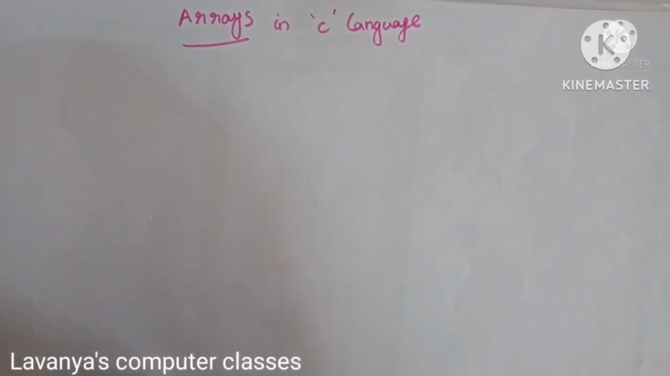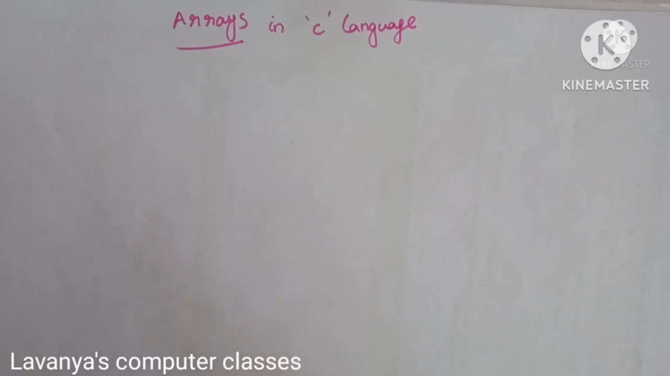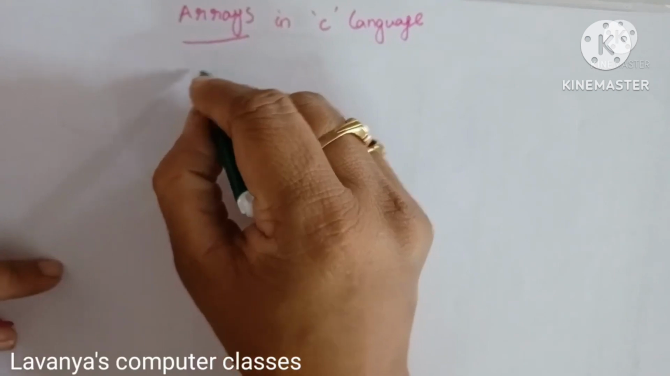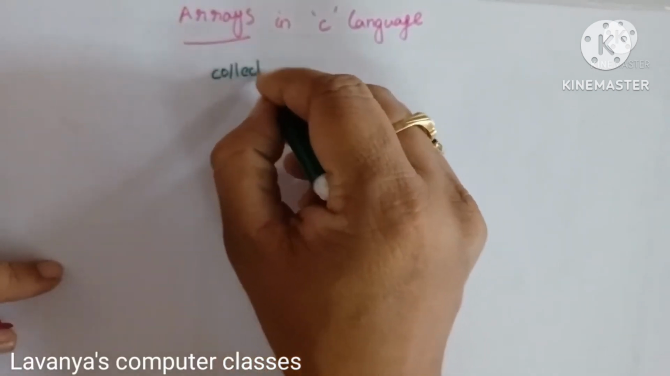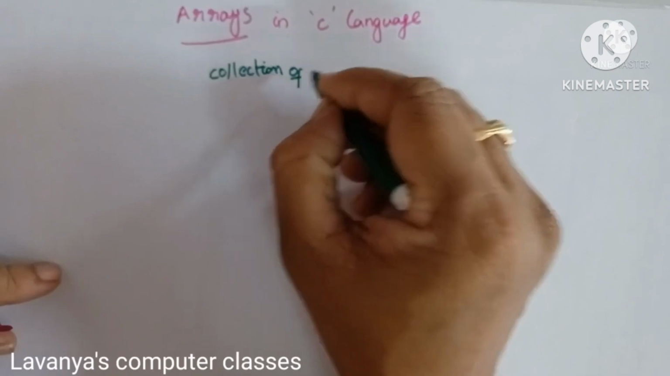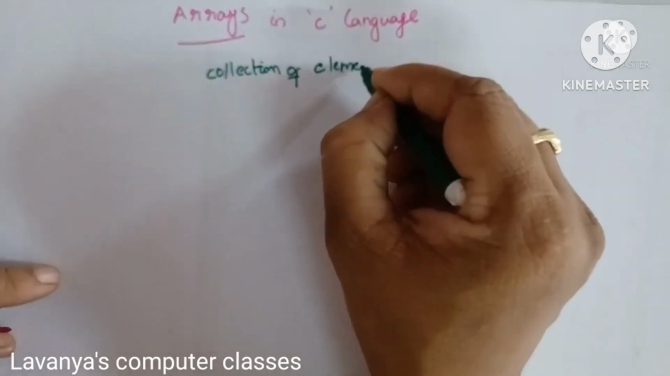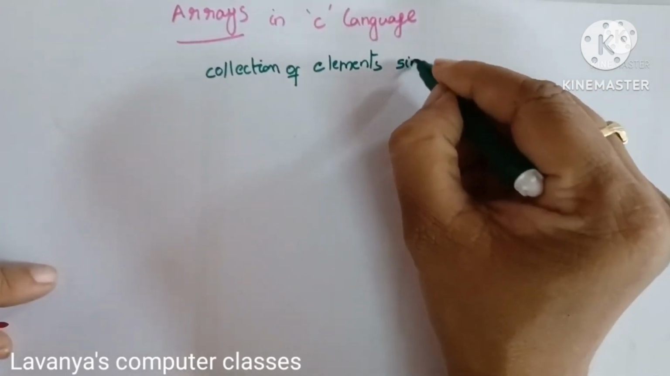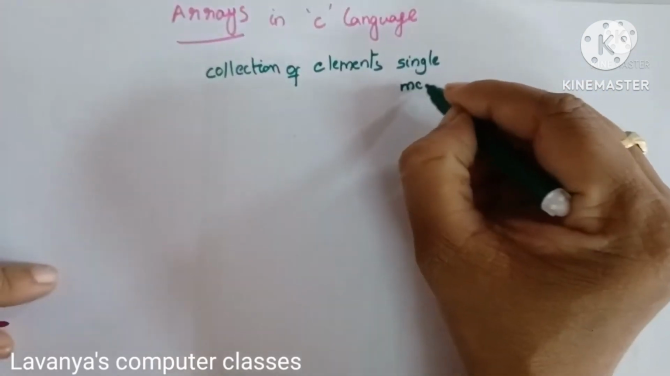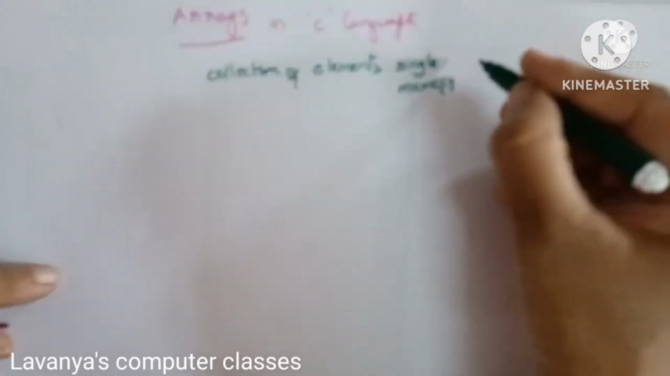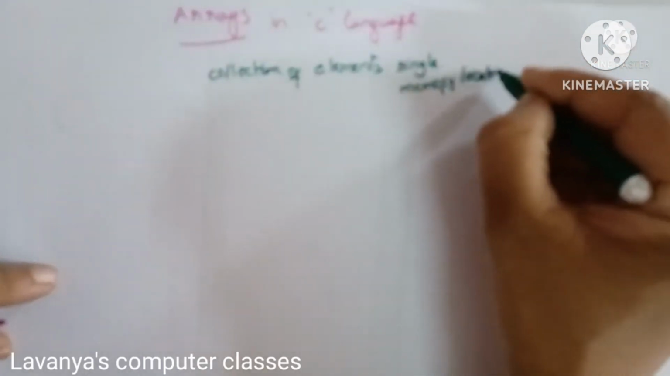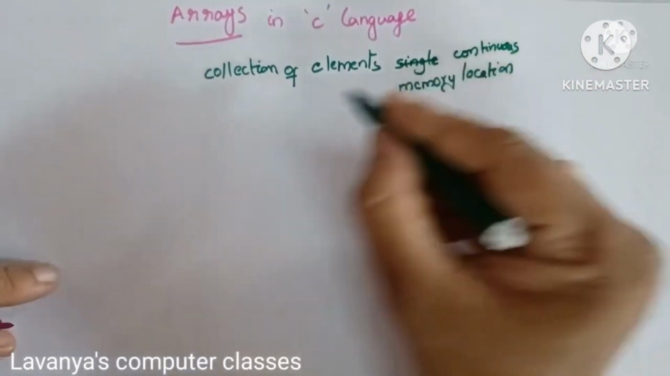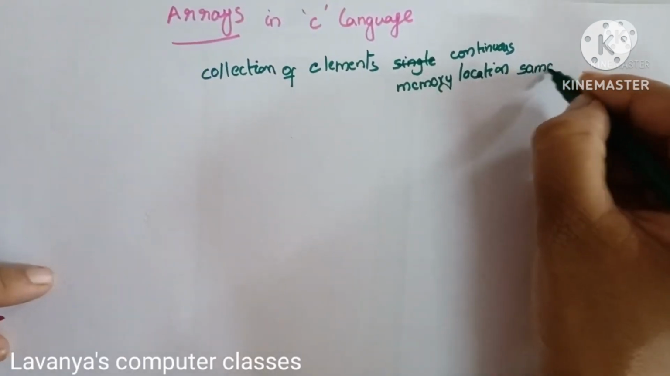In this video, I will explain the arrays concept in C language. So what is an array? First we go for the definition, then I'll go for what are the types of arrays. An array is a collection or group of elements, all belonging to the same data type and stored in continuous memory locations. That is called an array.